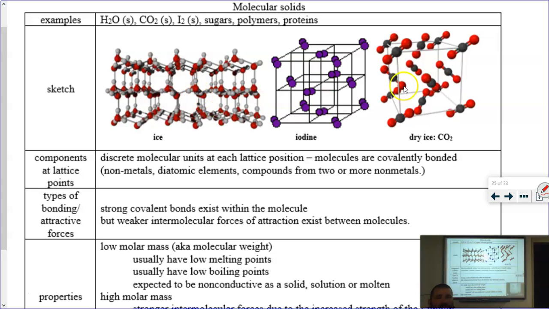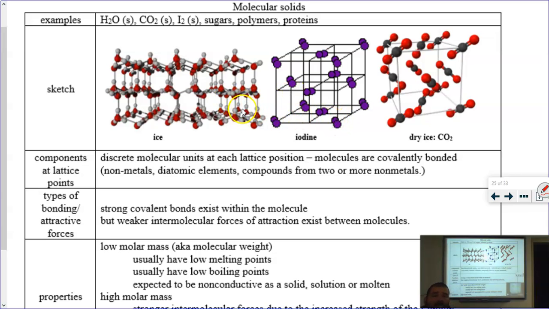Ice, we're very familiar with. Iodine is another example that I have up here. Iodine is diatomic, so you'll notice that each of these little lattice points has two atoms of iodine bonded together.